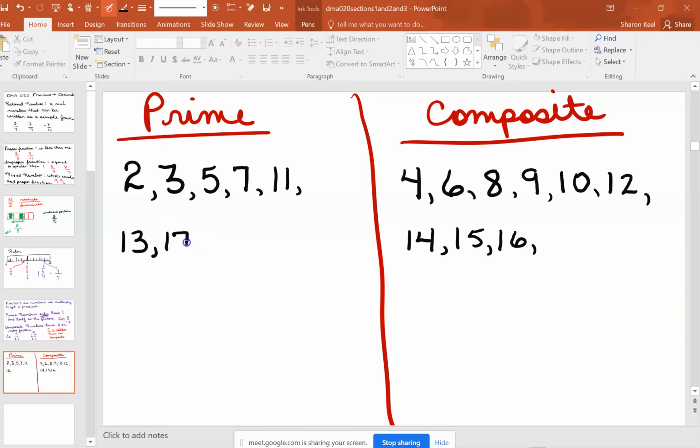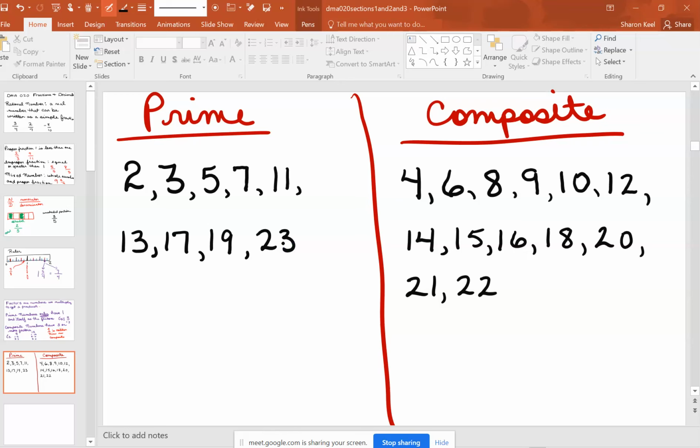17 is prime. 18, we've got 2 times 9 and 3 times 6. 19 is prime. 20, we got 2 times 10 and 4 times 5. 21, we got 3 times 7. 22, we got 2 times 11. 23 is prime. And I'm going to stop there, okay?